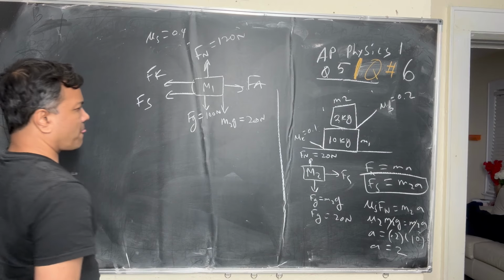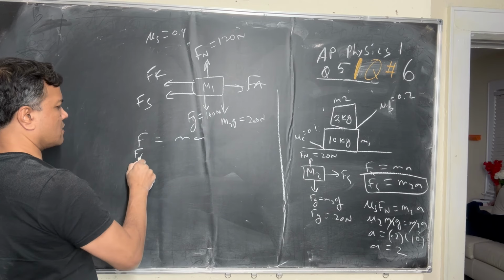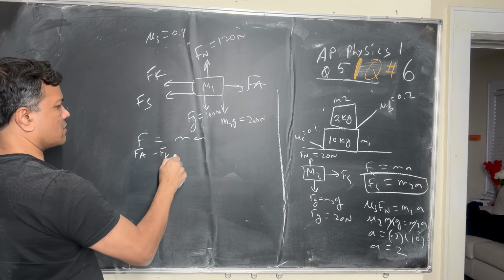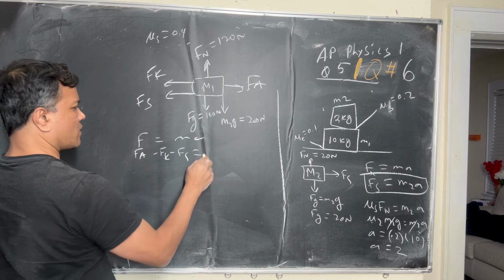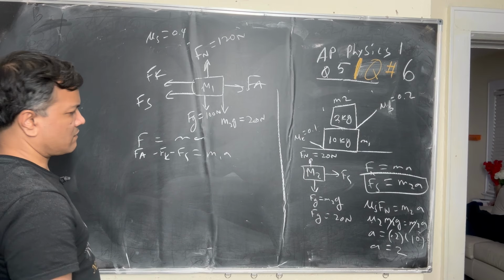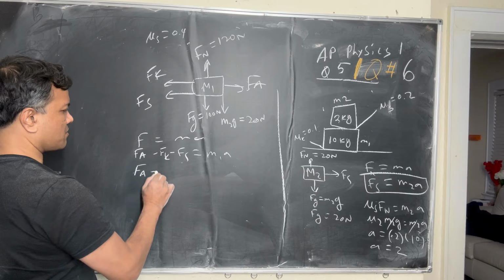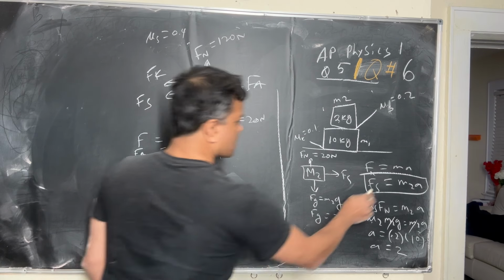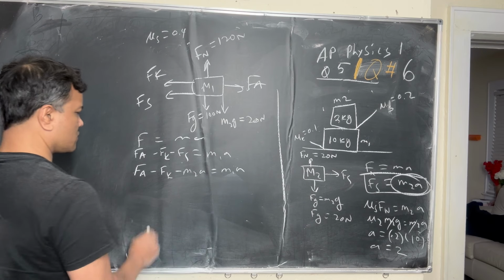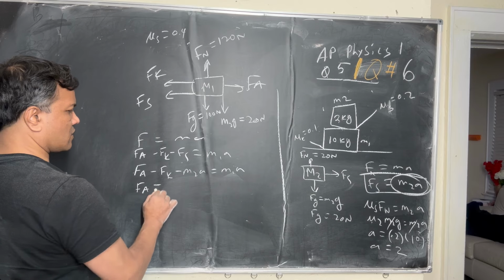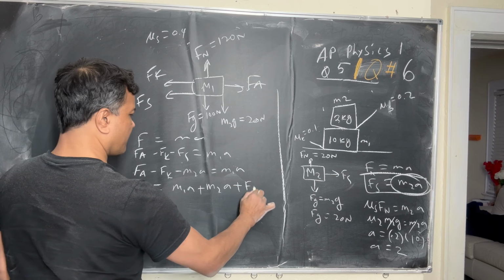Moving with the M1, the M2. So F is equal to Ma. Fa minus Fk minus Fs is equal to M1a. Okay, good. Now Fs, we can replace Fs by M2a. So Fa minus Fk minus M2a is equal to M1a. So Fa is equal to M1a plus M2a plus Fk.